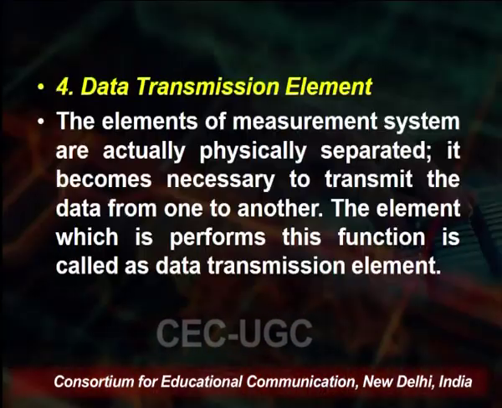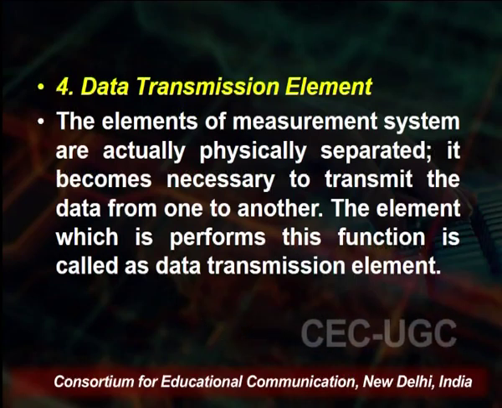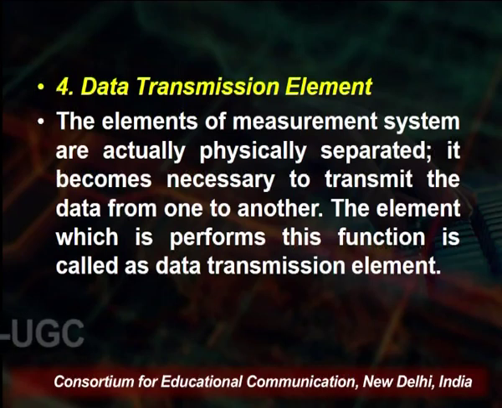First the data will be converted into the desired form, after that the data will be manipulated according to the requirement just to pass to the next stage. What is the next stage? The next stage is the fourth one, that is defined by the data transmission element. What is the function of this element?